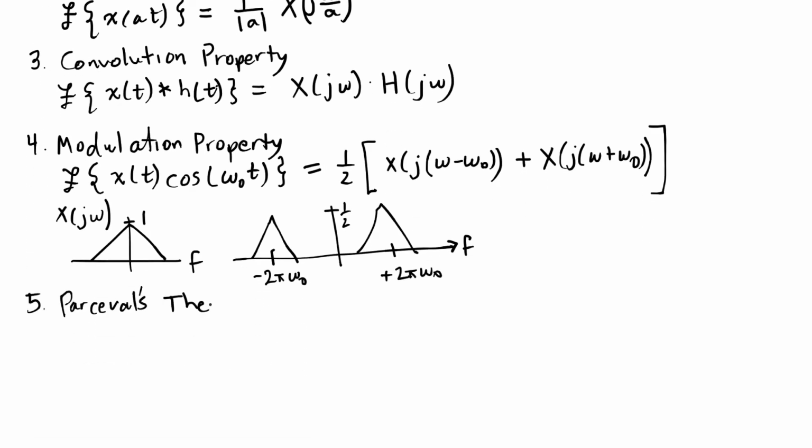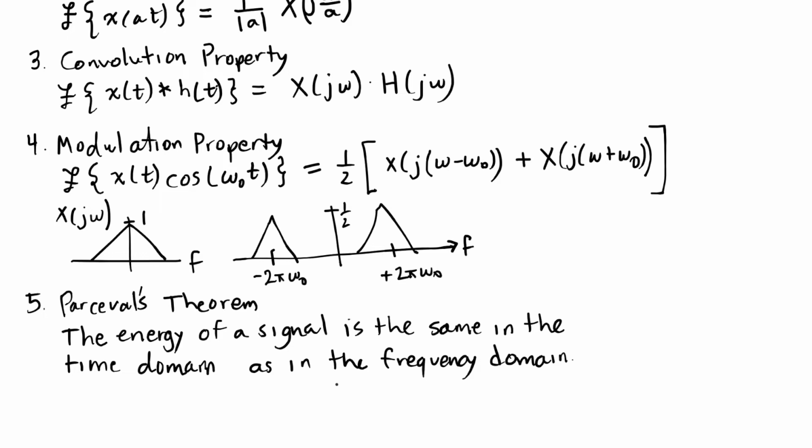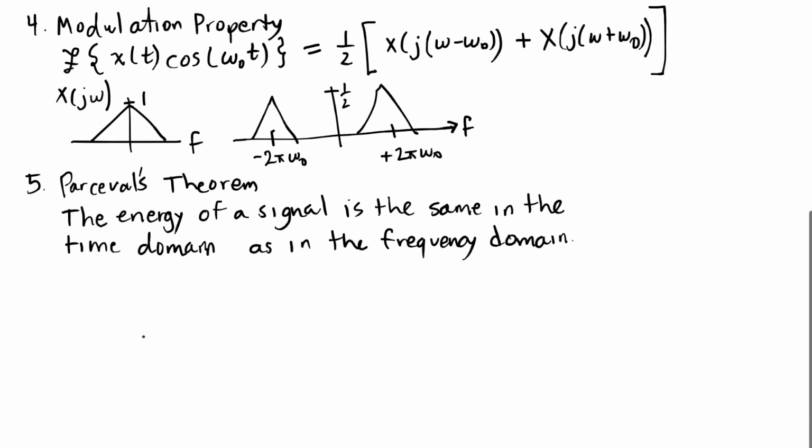The fifth property I want to mention is Parseval's theorem. The energy of a signal is the same in the time domain as in the frequency domain. Instead of talking about these examples, you should look in the Rice book and in my notes for more detail about the statement, especially Parseval's theorem, integrating the squared magnitude of the signal in the frequency domain versus the time domain. But for an example, I wanted to talk about using some of these properties in an example problem.